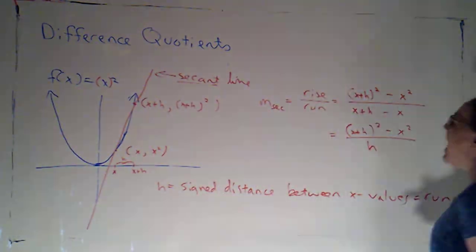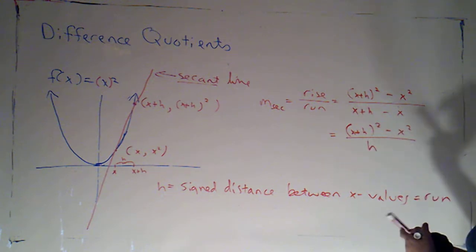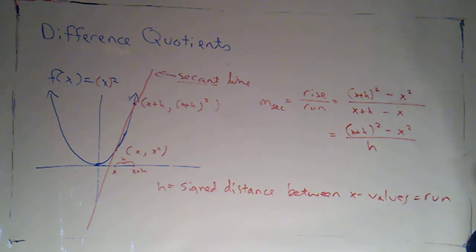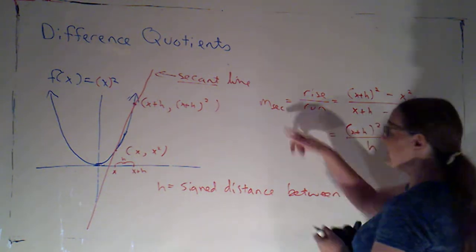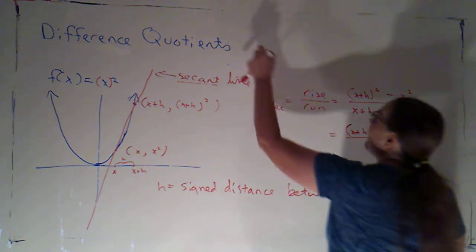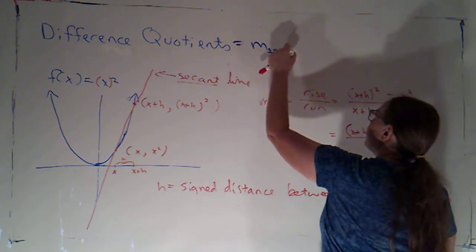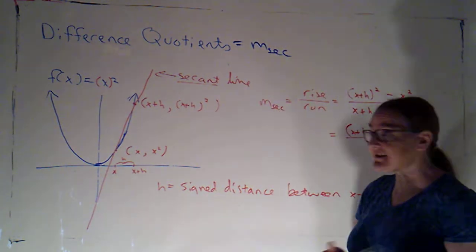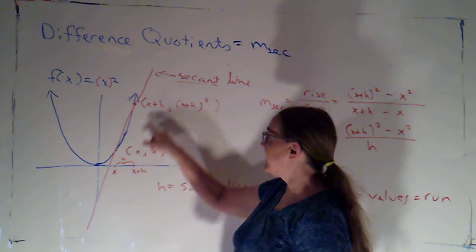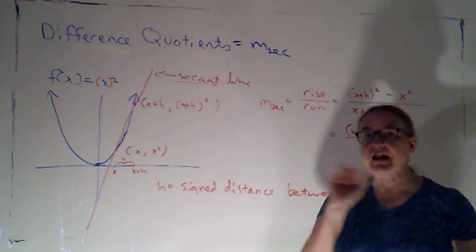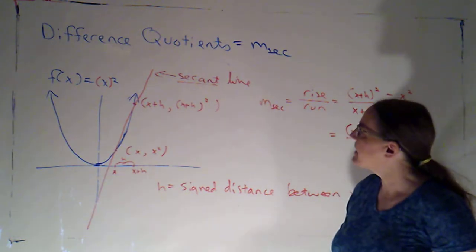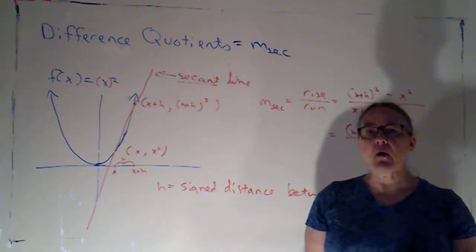Okay. All right, so the slope of the secant line is this thing, and that is the difference quotient. The difference quotient is the slope of the secant line between 2 points, one point whose input is x and one point whose input is x + h, a point that's just a little bit away.